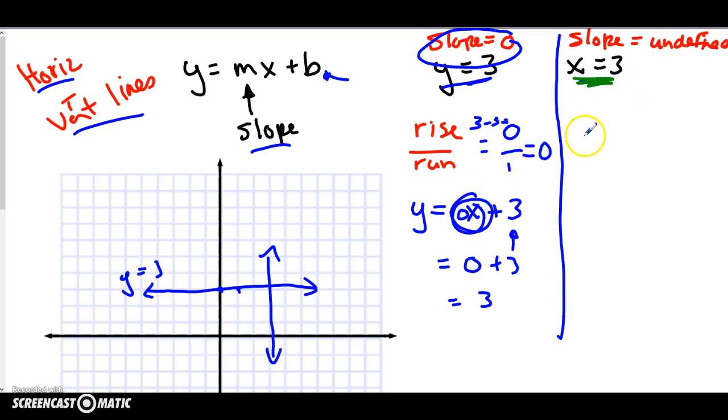Now let's talk about the slope of this. Okay, so when we talk about the slope, this has a slope of 0. The horizontal line has a slope of 0. The vertical line has what we call an undefined slope.